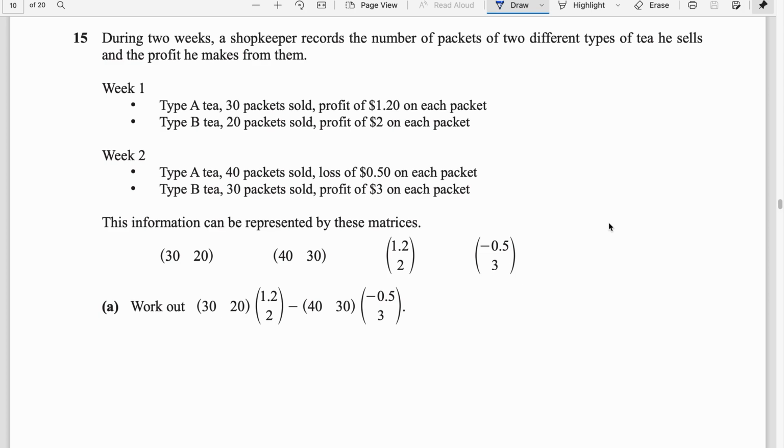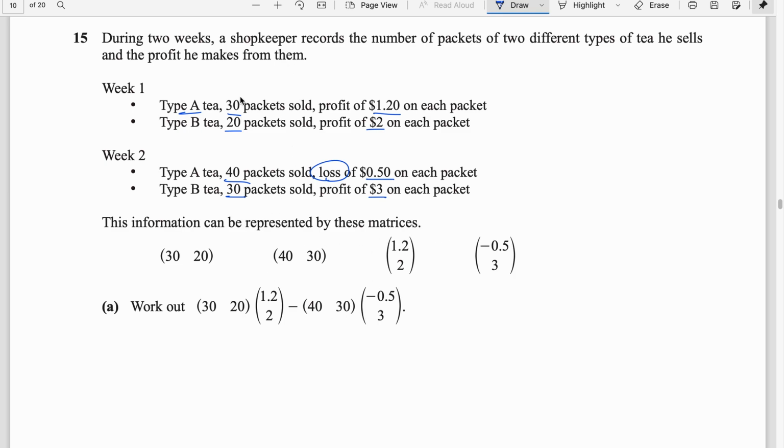Question number 15. During 2 weeks, a shopkeeper records the number of packets of 2 different types of tea he sells and the profit he makes from them. Week 1, type A, 30 packets sold, profit is 1.2. Type B, 20 packets sold, profit is 2. Week 2, 40 packets and a loss of 0.5. 30 packets and a profit of $3.